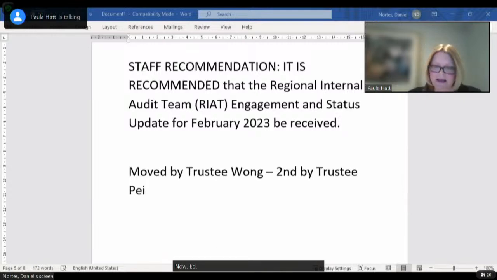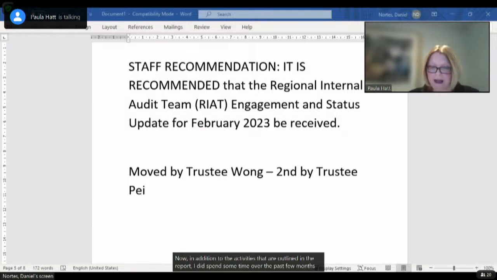Now, at each meeting, I provide the committee with an update on the status of planned engagements and other activities that we're undertaking. This update is included in Appendix A, starting on page 37 of the agenda package. In addition to the activities outlined in the report, I did spend some time over the past few months working on audit committee training. Given a significant turnover in audit committee membership across the province, regional internal audit teams coordinated province-wide orientation training, and that took place in, as mentioned, January and February.